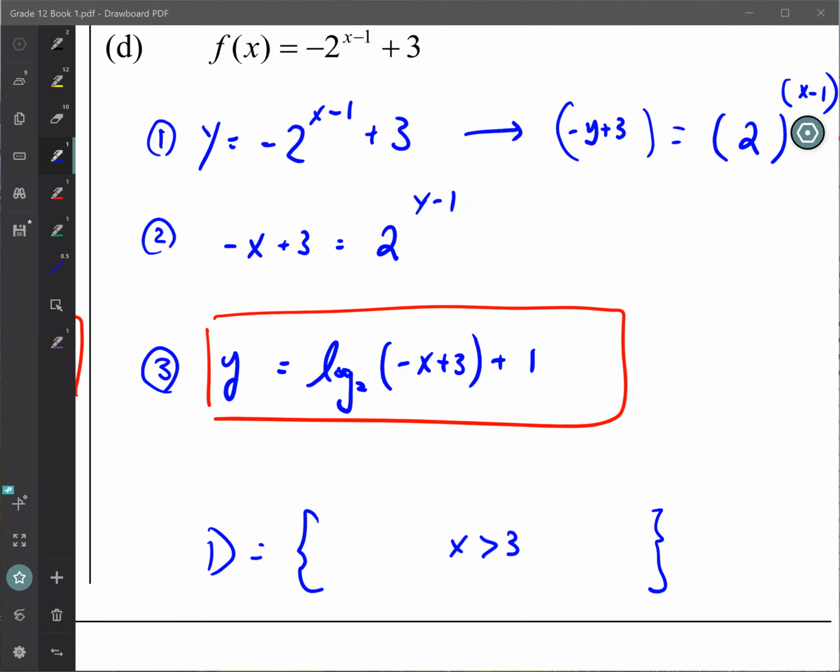What's wrong? Come on, I'll let you try again. X is less than 3. Oh, okay. Why is it less than 3 now? Because when you divide by a negative, you have to switch the sign. Yes, very good. Okay, so be careful here.